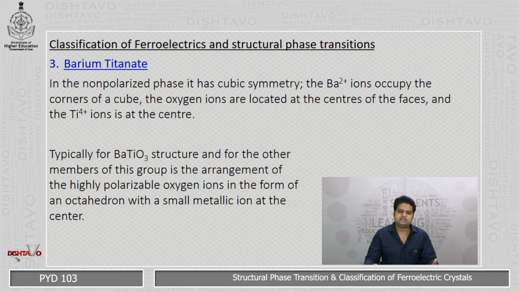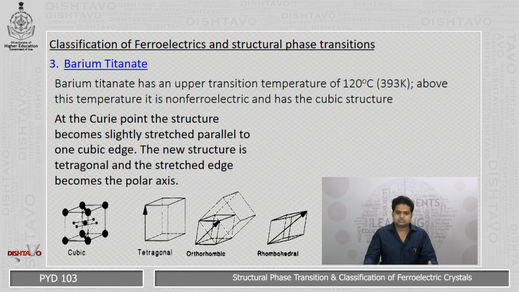Typical for the barium titanate structure and for other members of the group is the arrangement of the highly polarizable oxygen ions in the form of an octahedron, with a small metallic ion at the center. So, barium titanate has an upper transition temperature of 120 degrees Celsius, that is 393 Kelvin, and that is the reason it is researched so much. It becomes so important because its transition temperature is 120 degrees Celsius, higher than any other, and above this temperature it is non-ferroelectric.